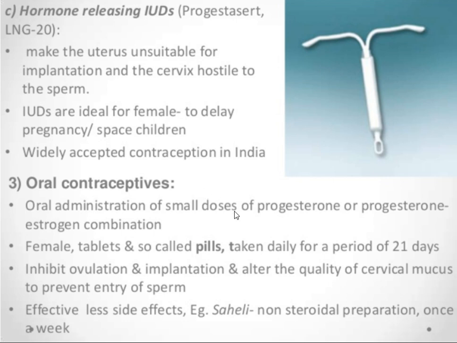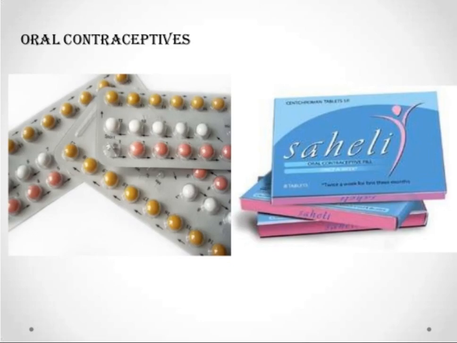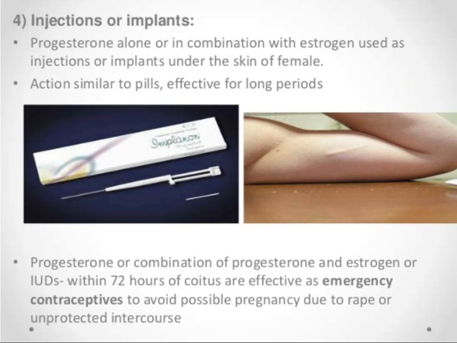It is basically a small dose of progesterone, or a progesterone-estrogen combination. These tablets, so-called pills, are taken daily for a period of 21 days. They inhibit, that means stop, ovulation and implantation, and alter the quality of cervical mucus to prevent entry of sperm. Effective, with fewer side effects. An example is Saheli, a non-steroidal preparation, to be consumed once a week. So these are some pictures, examples of this.